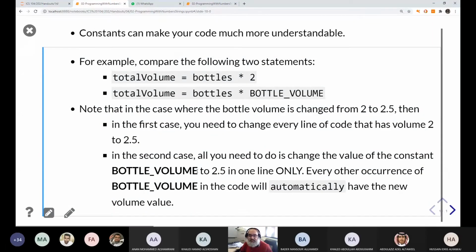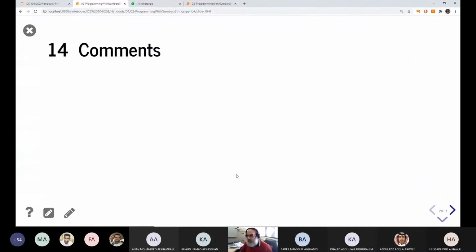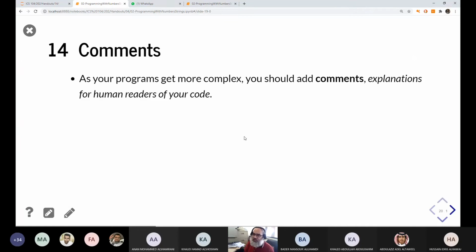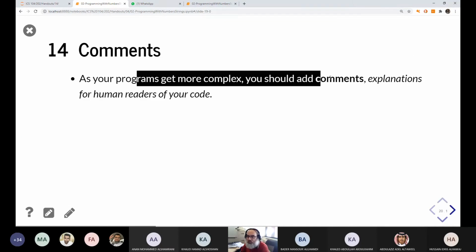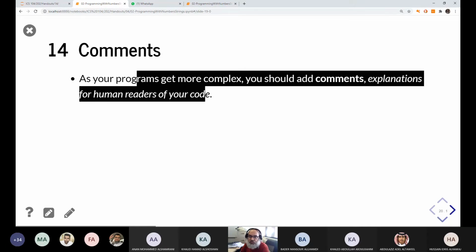As we said, in the second case, all we need to do is change it in one line. Now let's come to comments. We already have seen comments. As your programs get more complex, you should add comments, which are basically explanations for human readers of your code.